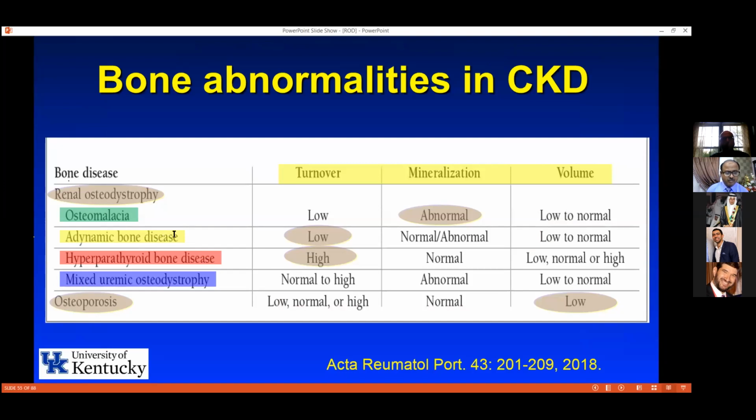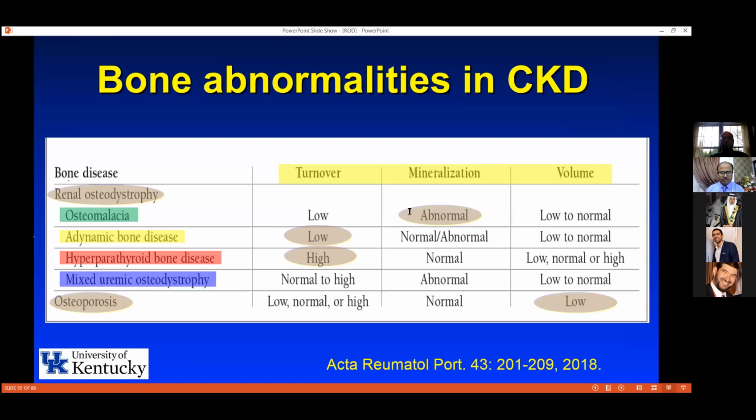Okay, let's start with adynamic bone disease. In adynamic bone disease, the main problem is low turnover. Then the hyperparathyroid bone disease, with high turnover. These are the most common abnormalities we are seeing, either adynamic or hyperparathyroid bone disease. Osteomalacia, we rarely see now in adults.